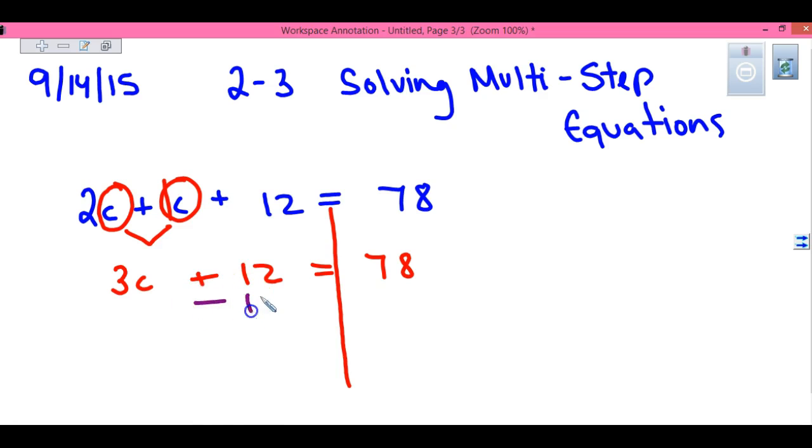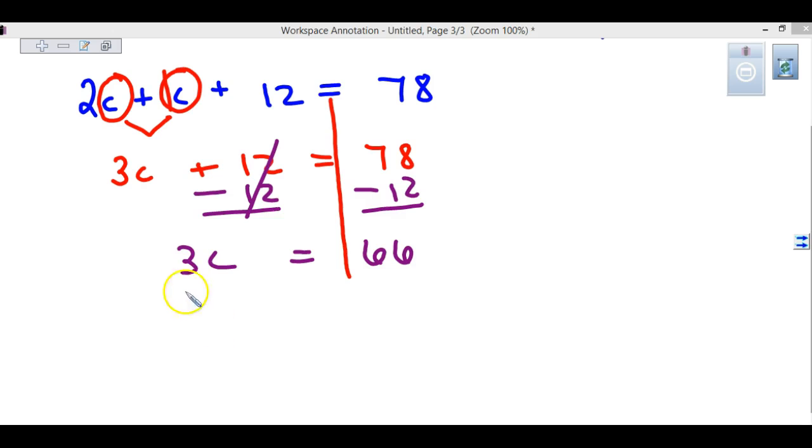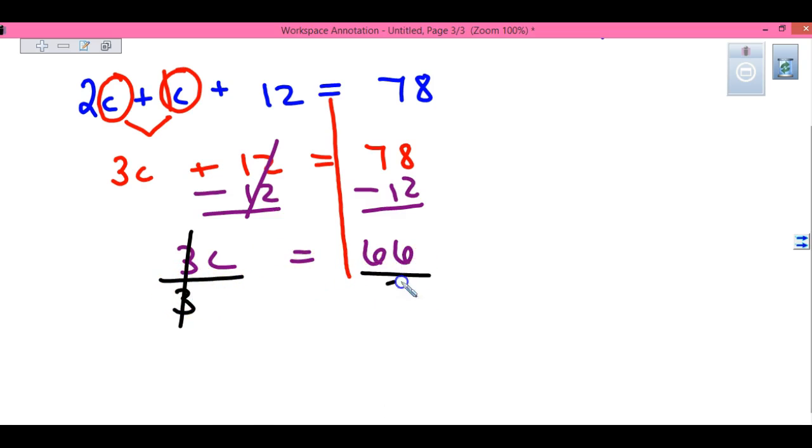Okay, so we're using inverse operations. Subtract 12 from both sides. 3c is equal to 66. Okay, have we finished solving the equation? No. The next step is to use the inverse operation again, so we divide by 3. That's the inverse of multiplication. What we do to one side, we do to the other. So c is equal to 22.